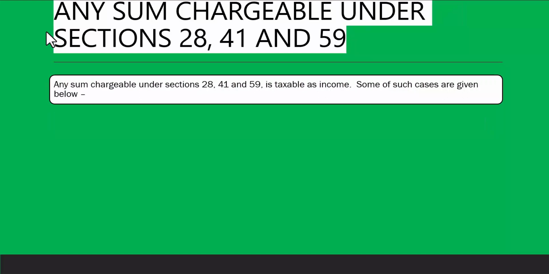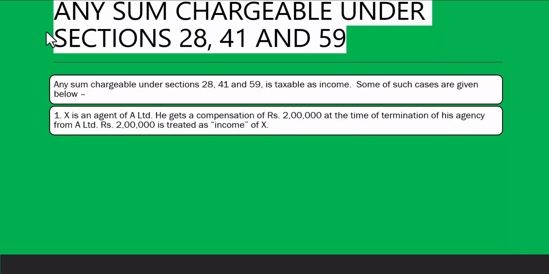Any sum chargeable under section 28, 41 and 59 is taxable as income. Some of such cases are given below. X is an agent of A Limited. He gets a compensation of 2 lakh at the time of termination of his agency from A Limited. Rupees 2 lakh is treated as income.